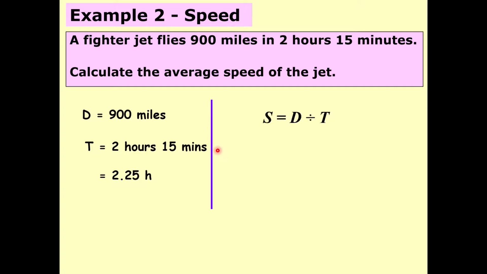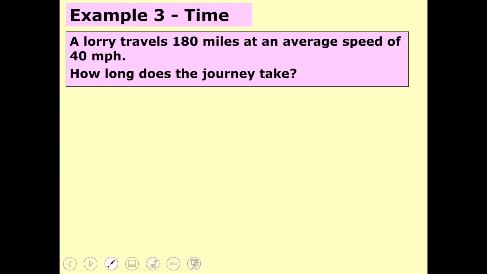Once we've done that, it's a speed question, so speed equals distance divided by time. Substitute in, so speed equals 900 divided by 2.25, so speed equals 400 miles per hour. Okay, be careful with your units. Our distance is in miles, so it must be miles per hour. Okay, let's look at a third example.